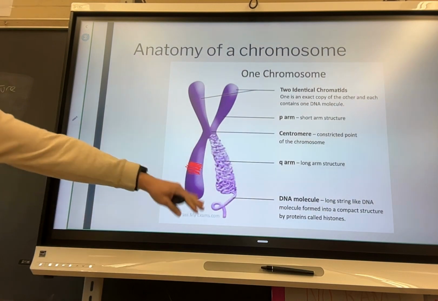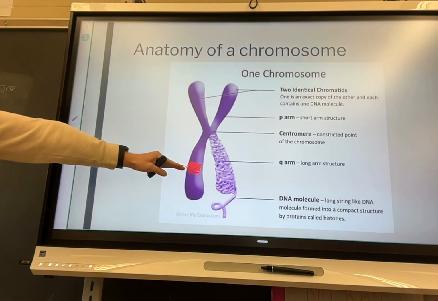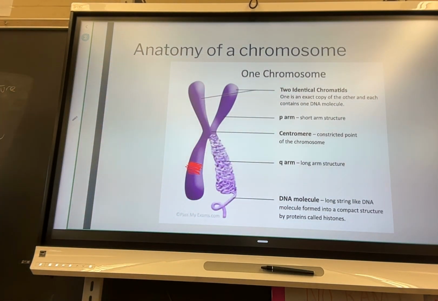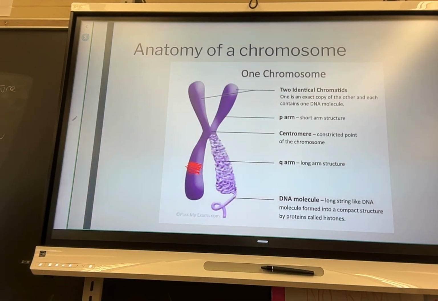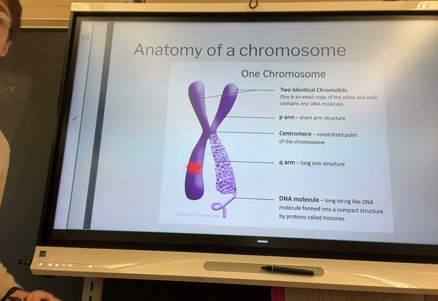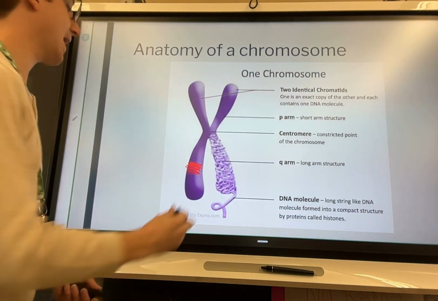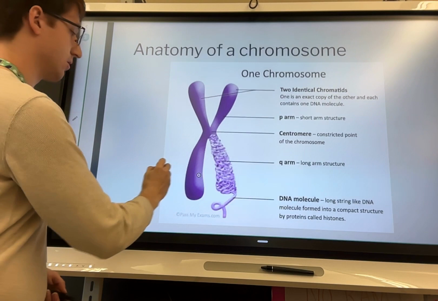And then anywhere on this chromosome, for example, if I were to look right here, I could find genes. Genes are going to be the things that code for our different characteristics. We'll focus a lot on this when we get to genetics. Genetics is a lot of fun. Our genes are going to code for your hair color, your eye color, different diseases, different personality traits. All of those are going to be coded in our genes.